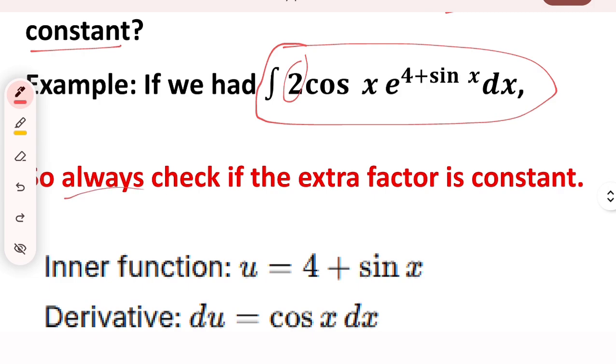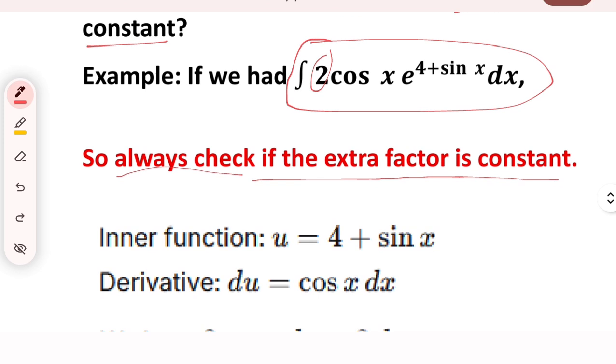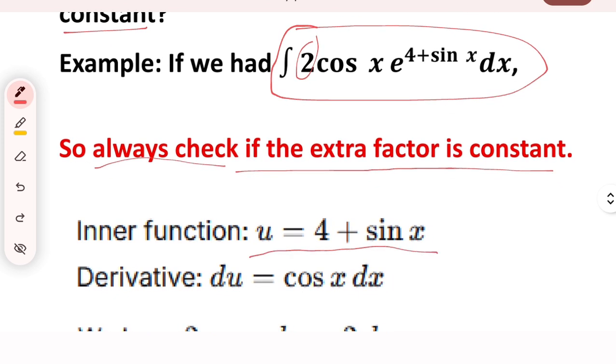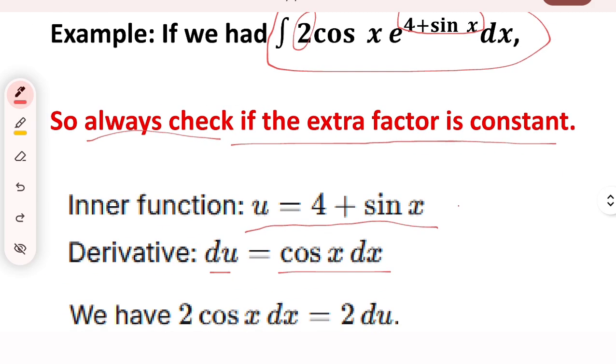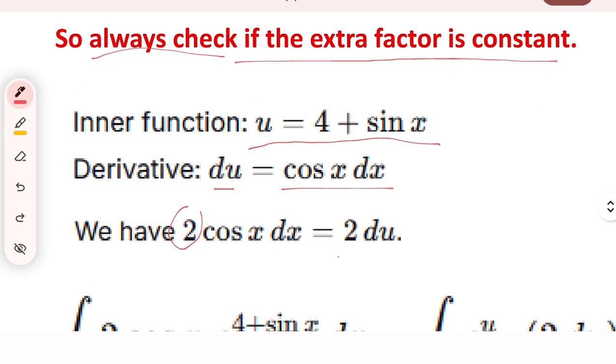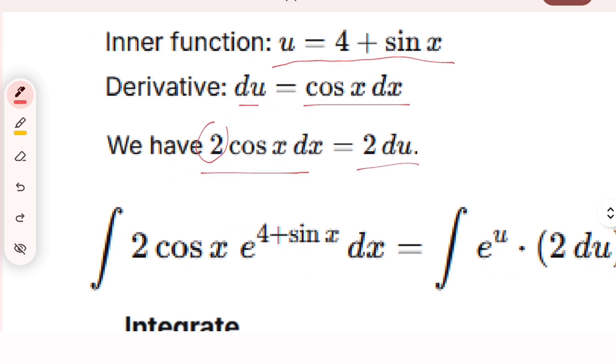I want you to always check if there's an extra factor or a constant. In this case, there's actually a 2. Can you still apply the substitution? Yes, you can. We can still let u be 4 plus sine x, and the du is still cosine x dx. But remember, there's a 2 there: 2 cosine x dx. That means we have 2 du, not just a single du, because in the original equation there is a 2 cosine x.